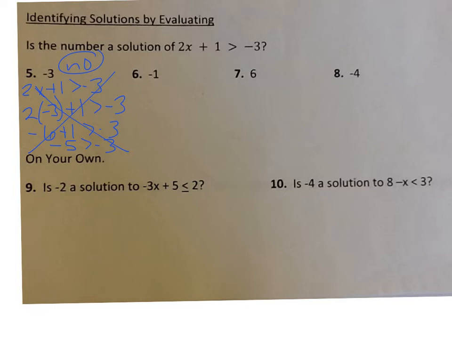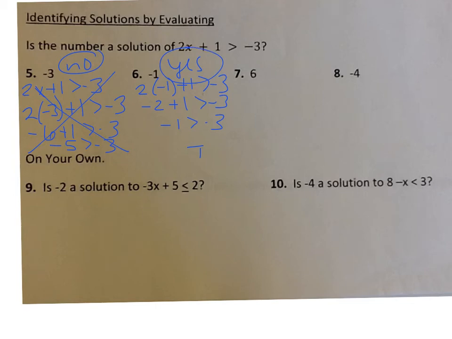Number 6. Is -1 a solution to that same inequality? So I'm going to take 2 times my x value, which is -1, and simplify. So 2 times -1 is -2. -2 plus 1 is -1. And is that greater than -3? It sure is. So yes.